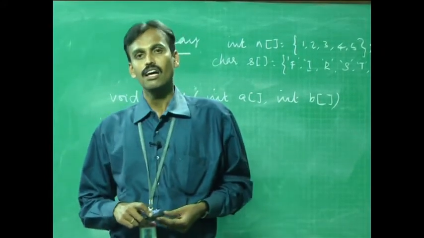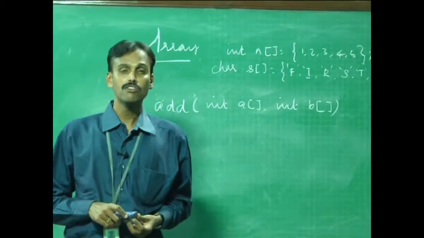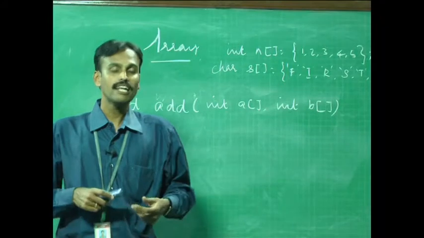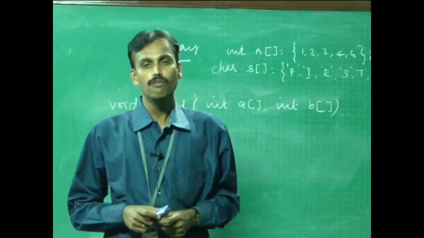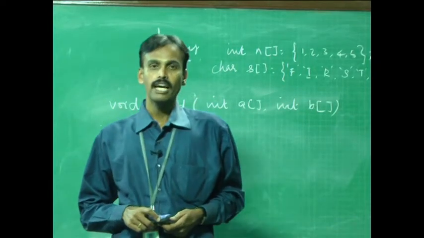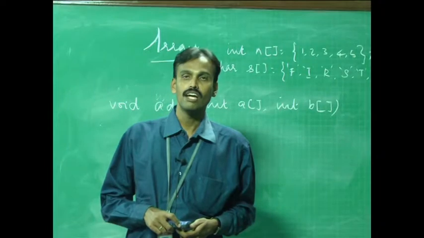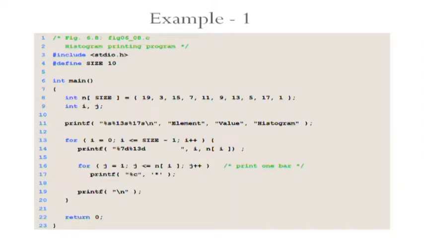Within this main method, I am going to declare an array n which is of size 10. So the declaration goes like this: the data type, that is int, followed by the name of the array n, which is followed by the size of the array, which is the constant SIZE, and I go along with initializing the array at the same step.